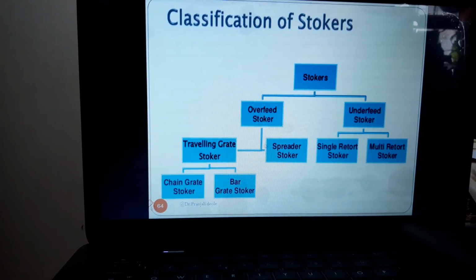In this slide you are going to see the detailed classification of the stoker as overfeed stoker and underfeed stoker. The underfeed stoker can be classified as single retort stoker and multi-retort stoker. Overfeed stokers can be classified as traveling grate stoker and spreader stoker. Traveling grate stokers are again classified into two categories as chain grate stoker and bar grate stoker. So this is a detailed classification of the stoker firing system.